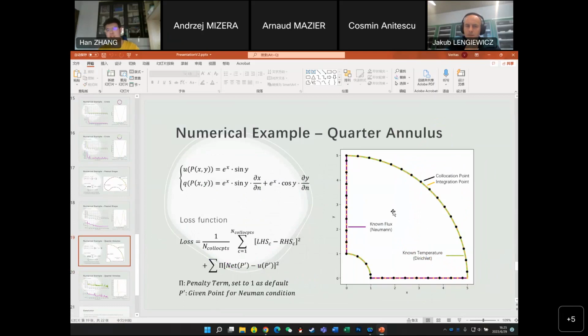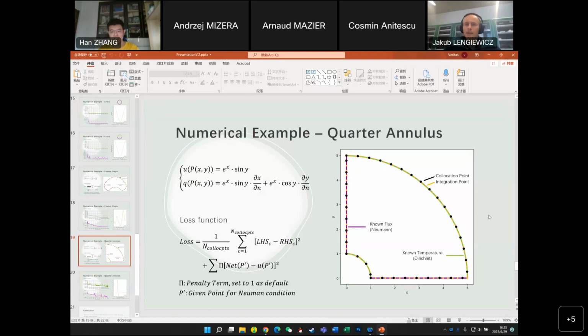Yeah, so let's say this plot. For the loss function, we will need a series of integration points to do the integration, and a series of collocation points to form the mean square error method. And so we increase the number of the collocation points and the integration points. Does it make sense?